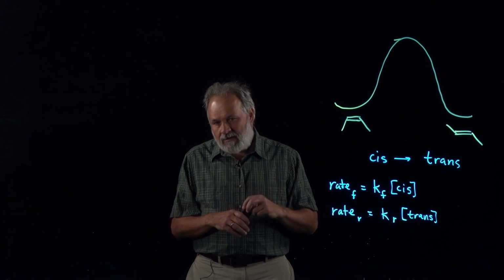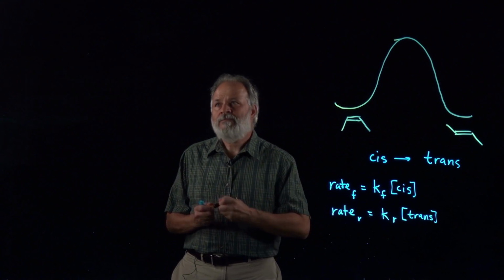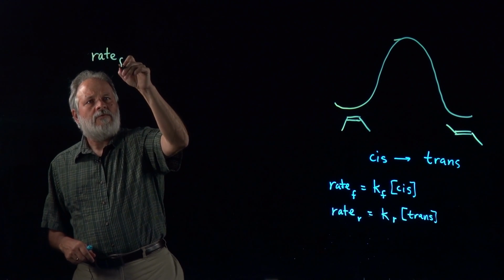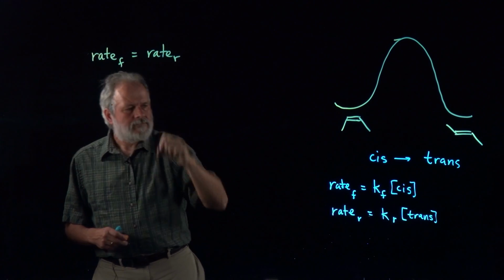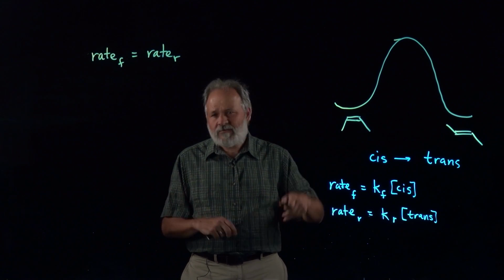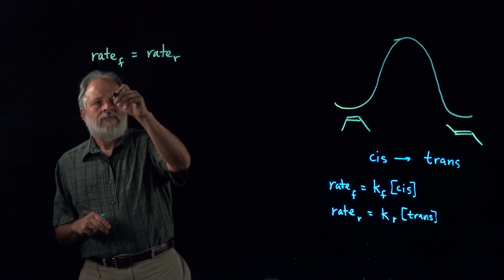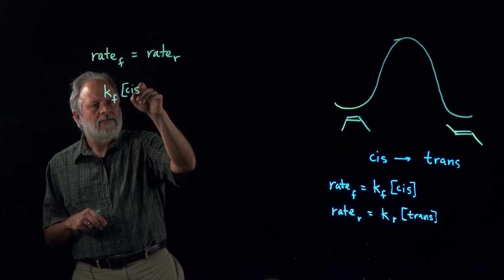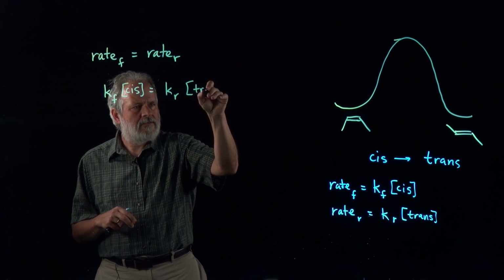Okay? So now we're going to just do a little math. We're going to set them equal to each other. The rate forward equals rate reverse. And remember, we're going to define rate of reaction by definition to be positive, so we won't have any sign problems here. So that's K forward times the amount of cis equals K reverse times the amount of trans.